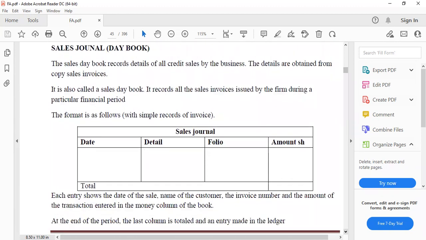Now, let's look at the sales journal or sales day book. We are saying that sales day books are used to record sales on credit. The sales day book records details of all credit sales by the business. The details are obtained from copies of sales invoices. And what are invoices? Invoices are basically documents used to seek payment. When you offer a service on credit, you write an invoice to request payment.